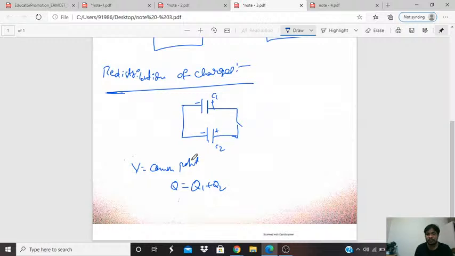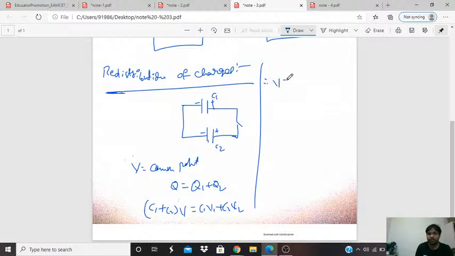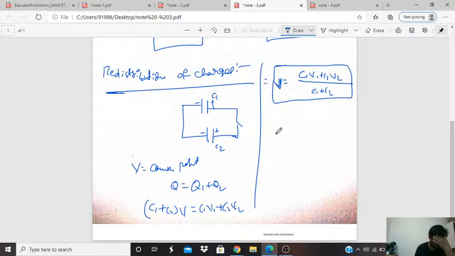Okay. So what is Q here? They are in parallel. So total capacitance C1 plus C2 into total potential V equal to Q1 plus Q2, that is C1 V1 plus C2 V2. So that common potential V will be what? See, C1 V1 plus C2 V2 by C1 plus C2. This is the common potential. Very important. C1 V1 plus C2 V2 by C1 plus C2.